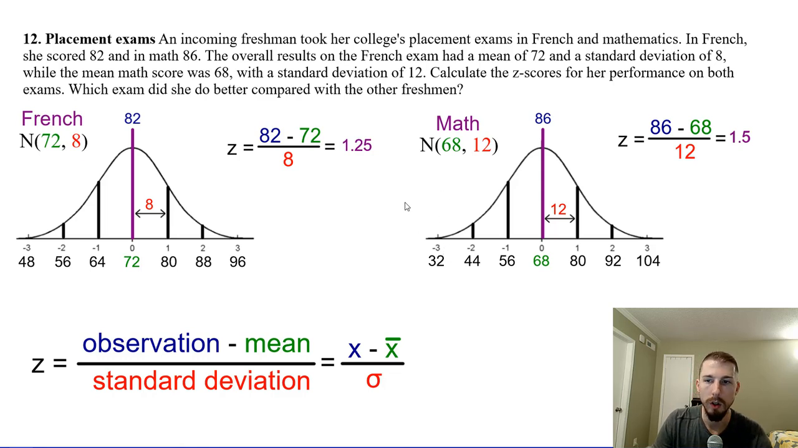Okay, so she had a score of 82 on the French exam and an 86 on the math exam. Which one of those scores was most impressive compared to their respective distributions of how the rest of the class did on the French exam and the math exam? So these are 2 separate distributions with 2 separate bell curves, essentially. And so what we need to do is find out, where does 82 fall?